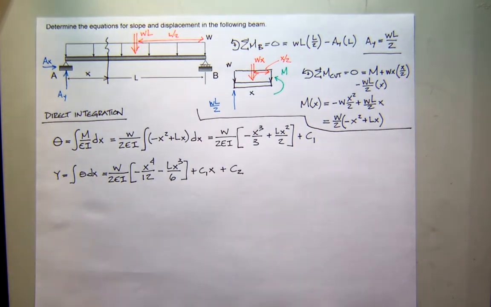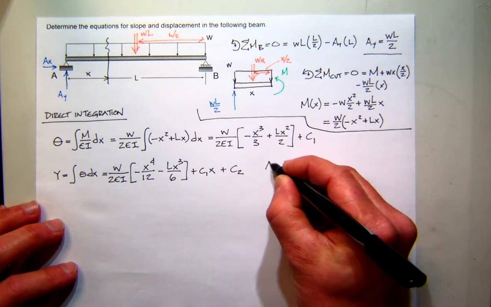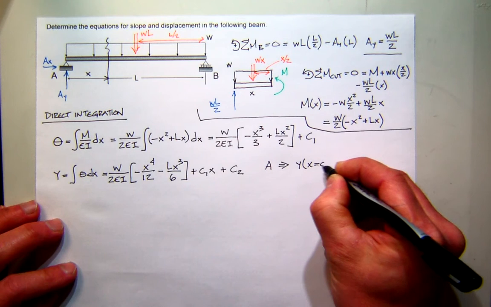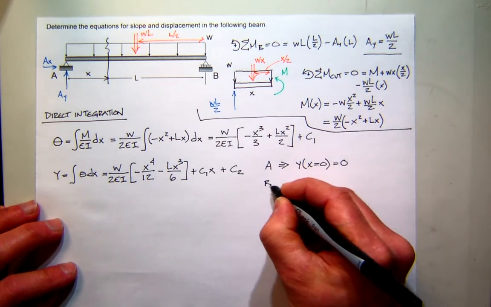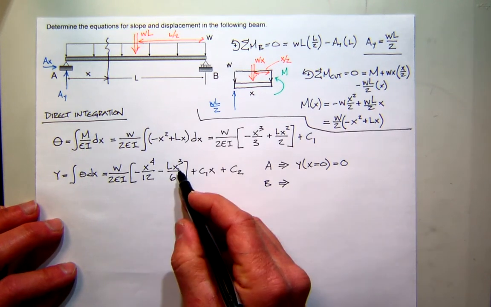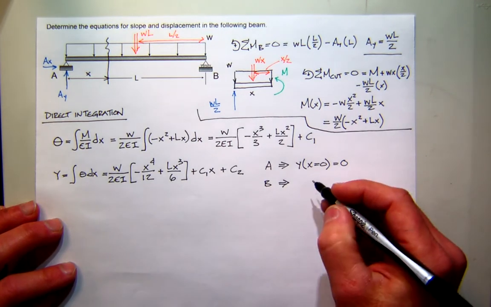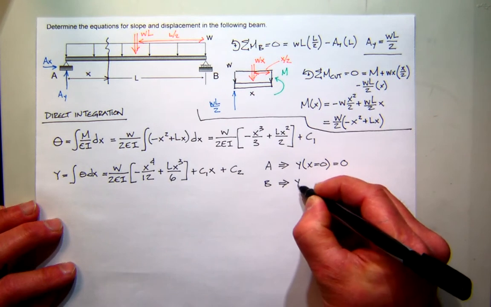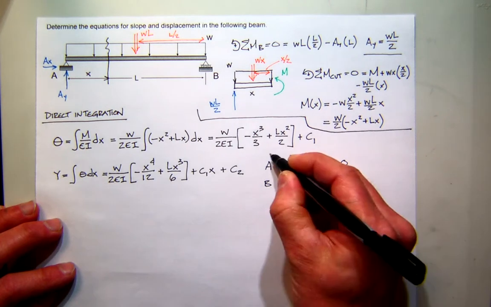I need two conditions. For this problem, the two conditions come from my support. So at the first support, at A, what does it say? Well, it says that the displacement at x equals 0 should be equal to 0. Is the Lx cubed negative or positive? Should be positive, thank you. Okay, now point B, which is at x equal to L, the displacement should also be 0.